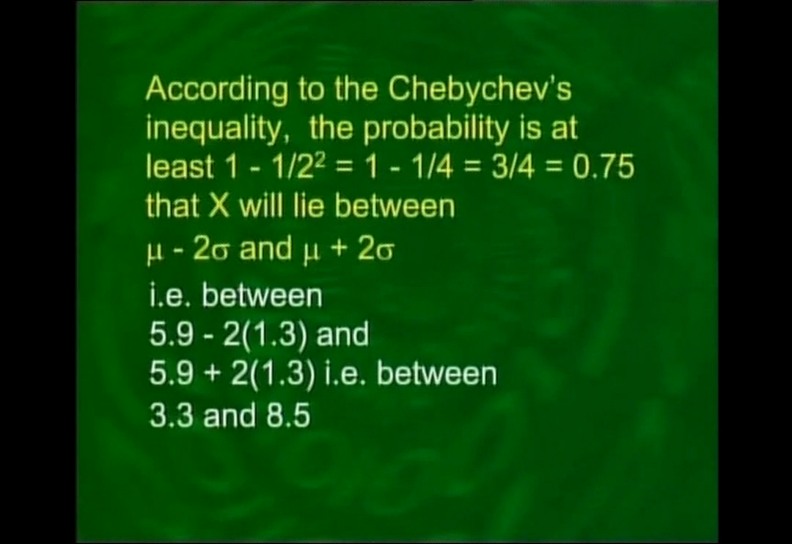Aur hum jo baat keh rahe hain wo ye hai ke is baat ki probability kam se kam 75% hai ke agar hum ek flower randomly choose karein to usme jo number of petals hongi, that number will lie between 3.3 and 8.5. Aasan lafzon mein hum ye keh rahe hain ke bahut zyada flowers agar is species ke hon to kam se kam 75% is type ke honge jinke andar number of petals will lie somewhere between 3.3 and 8.5.